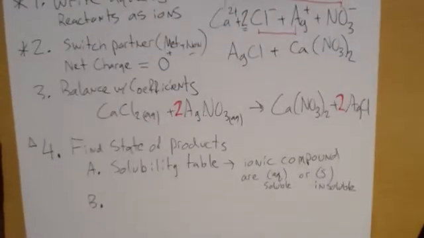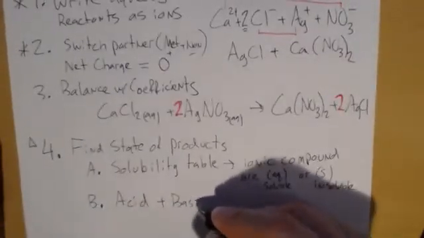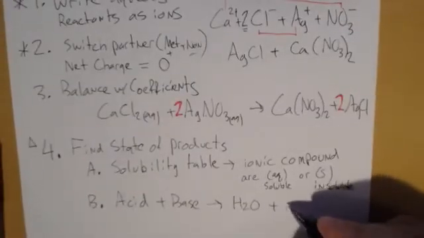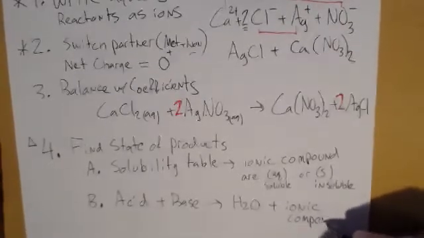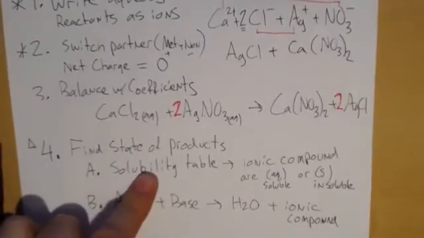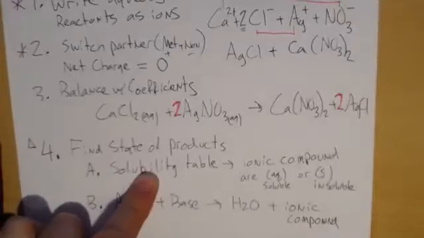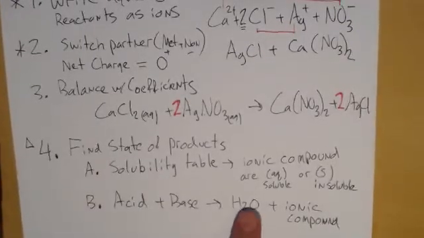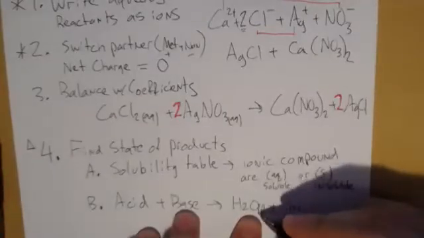Case B is a special case. If I have an acid and a base, then my products will be water and an ionic compound. And if I have an ionic compound, well, guess what I can do with an ionic compound? I can take it to the solubility table and decide, is it aqueous or solid? Is it soluble or insoluble, right? What's the state of water? Anybody? Liquid. It's liquid.